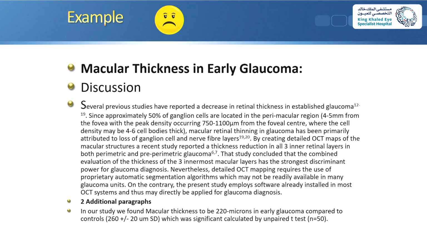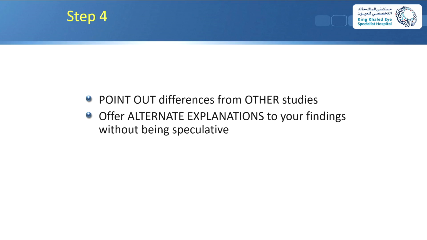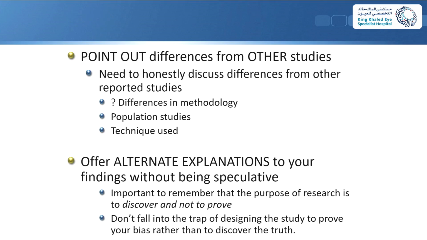Now here is something which I really don't like to see in a paper. They've pretty much done a mini review of GCC thickness in glaucoma. That's not needed. The relevance is lost in this detail. So you need to be to the point. And then you need to offer alternate explanations if you don't have any based on the studies. And you need to honestly discuss the differences.